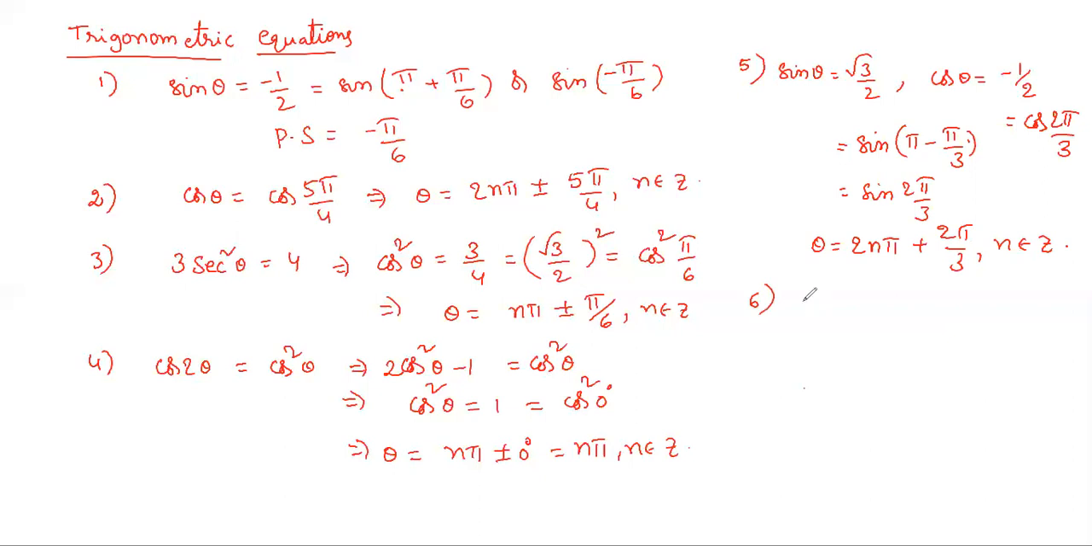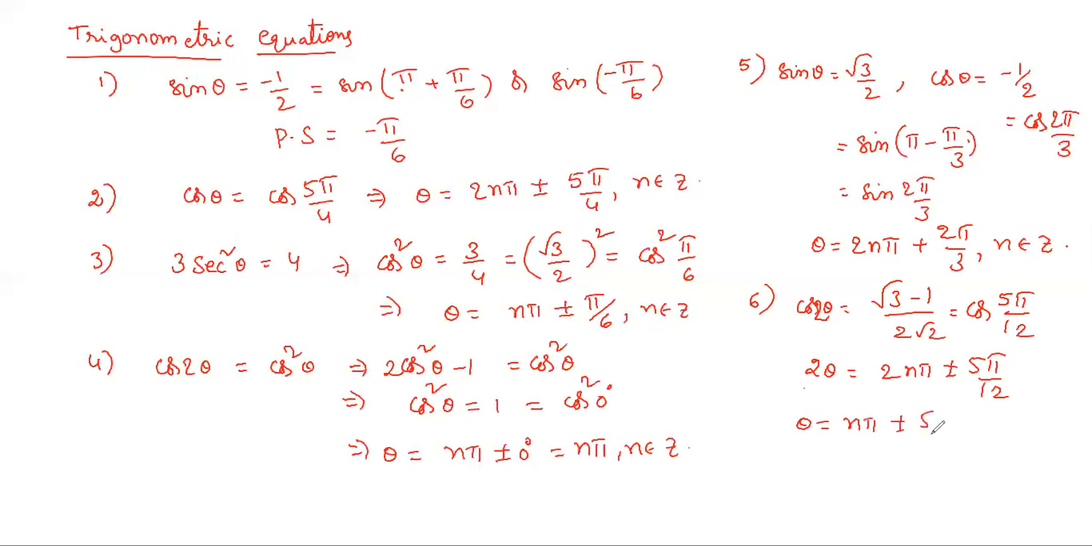Next, cos 2 theta equals root 3 minus 1 by 2 root 2. And this is a known angle, cos 75, so 5 pi by 12. This is cos 2 theta. So 2 theta equals 2n pi plus or minus 5 pi by 12. So theta equals n pi plus or minus 5 pi by 24, and n belongs to Z. So this is the general solution.